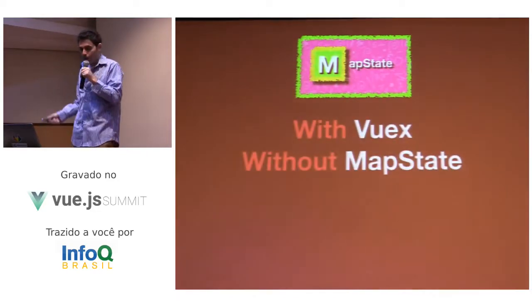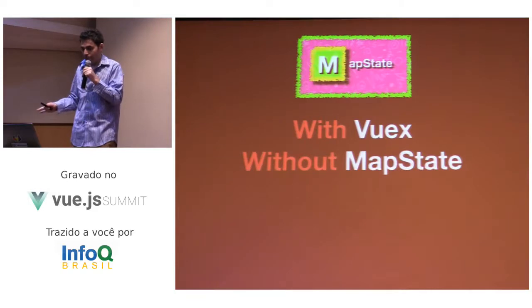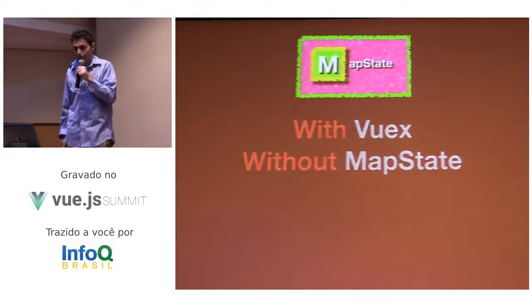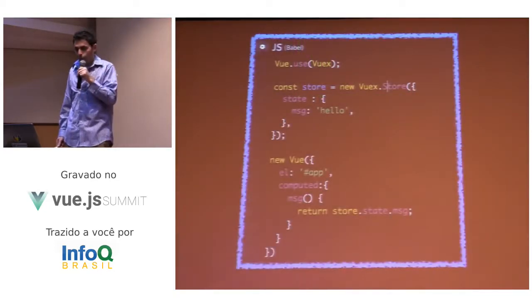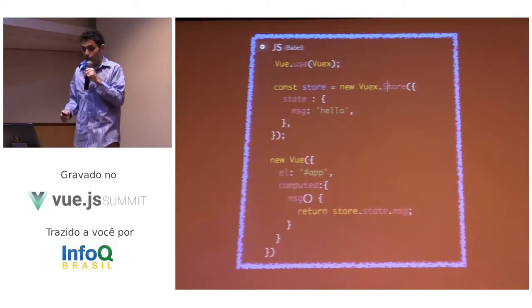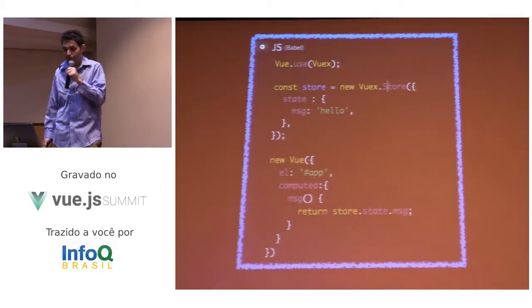So then, what if we use Vuex, but not the mapState helper? What would we do? Well, now we're doing almost the same exact thing as before, except we're using the Vuex store object. And then we're returning store.state.message there on line 13. So that works too, that's another option.